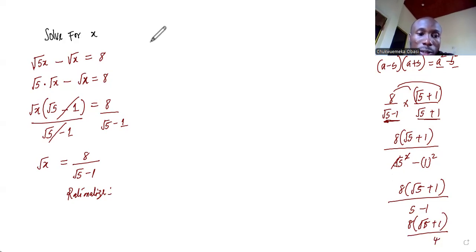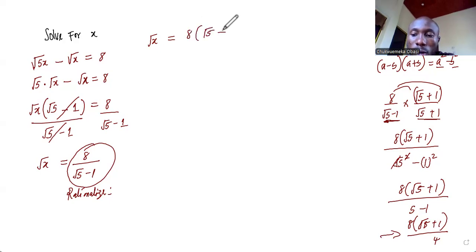So let's bring it up to this side. We are still having square root of x equal to, now we have rationalized this quantity to become this quantity. So we have 8 into the square root of 5 plus 1 all upon 4. Just so that you know, rationalizing does not change the quantity. It's just writing the quantity in a different form. This is still the same thing as this guy. We've not changed it. We're just trying to remove the radical expression in the denominator. That is the idea of rationalization.